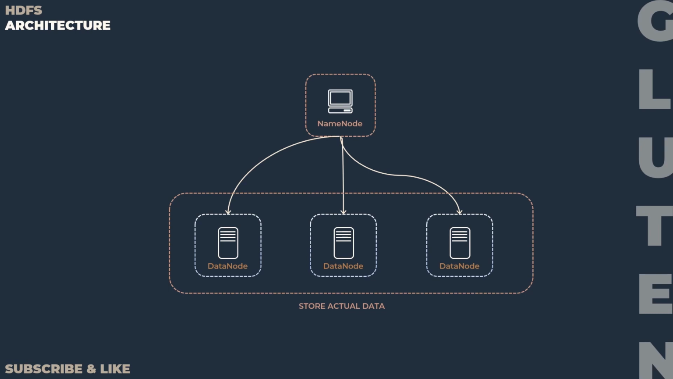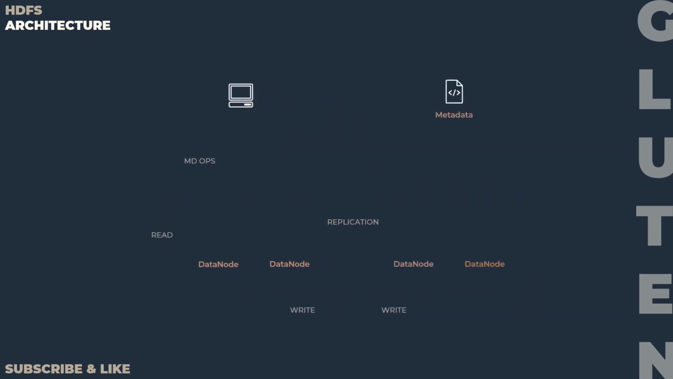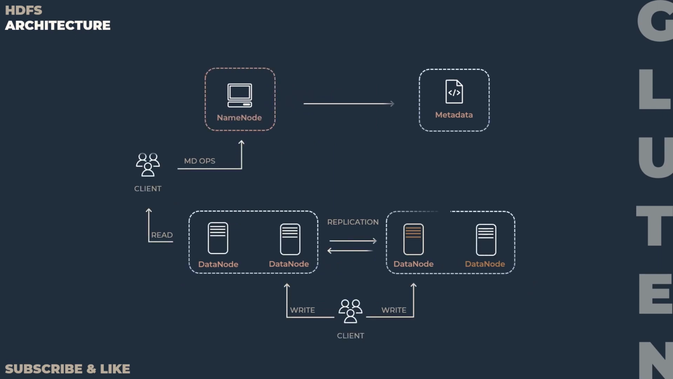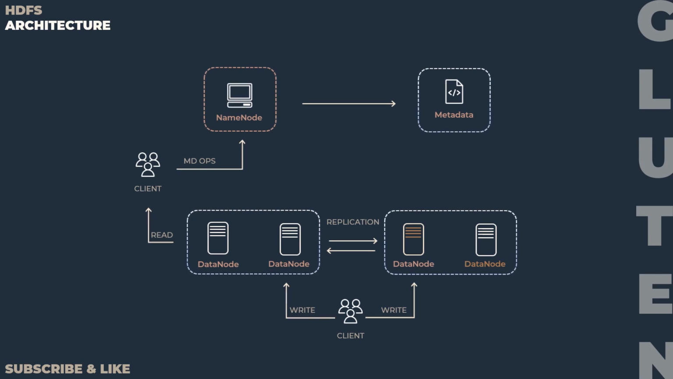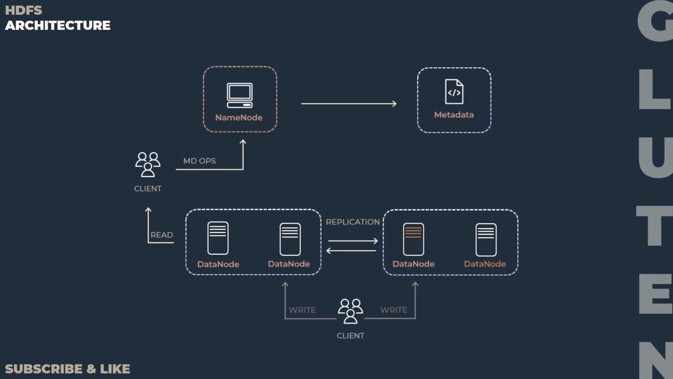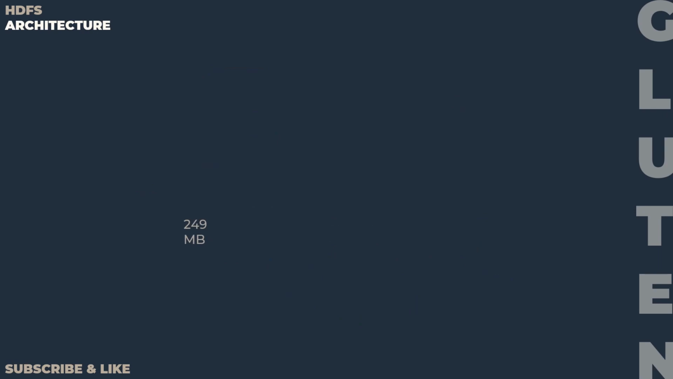When a client wants to read a file stored in the HDFS, the name node directs the client to the data nodes that store the data. The data node retrieves the data from its local storage and sends it back to the client. When a client wants to write data to the HDFS, the name node also directs the client to the data nodes for the data to be stored.